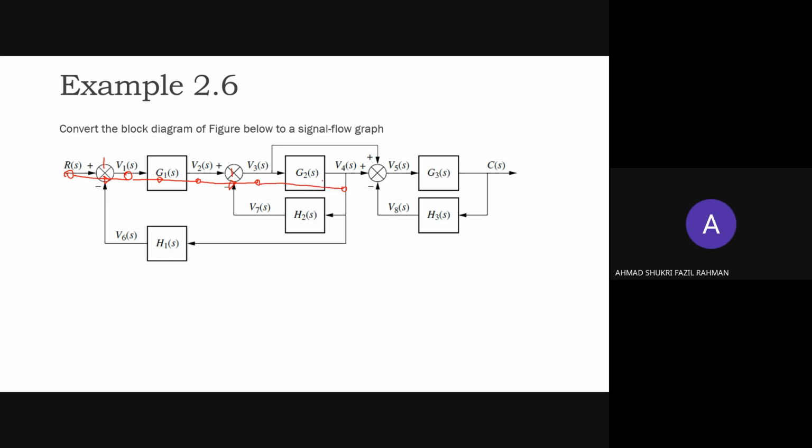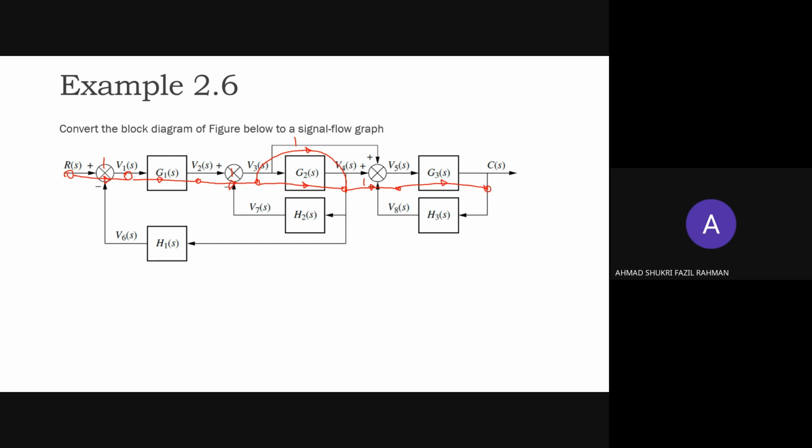And then going to V4 with G2, and then V4 to V5. For V3 to V4, we put 1. Then cascade and parallel form: for V3, we can always put either V4 or V3, so no effect. So this one is actually positive 1. And then V5 to C, this one is G3.